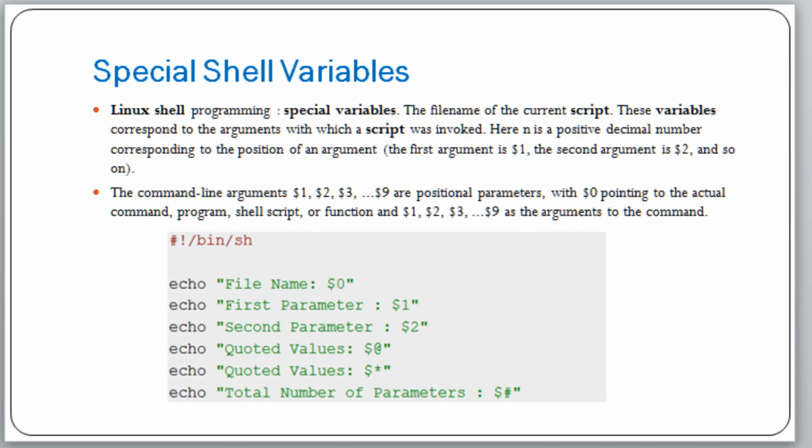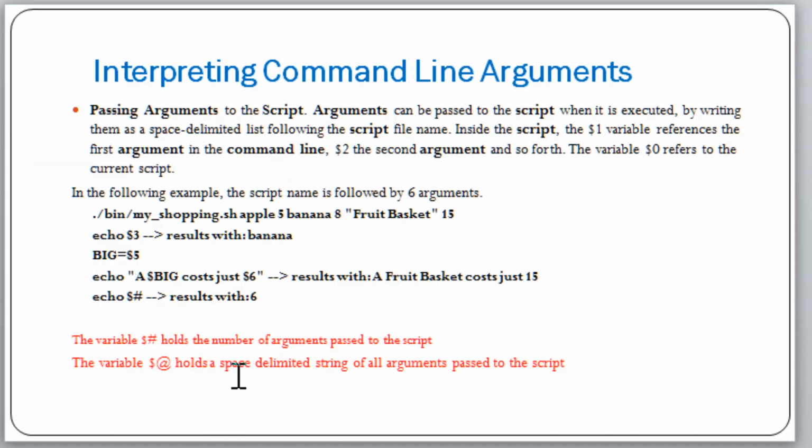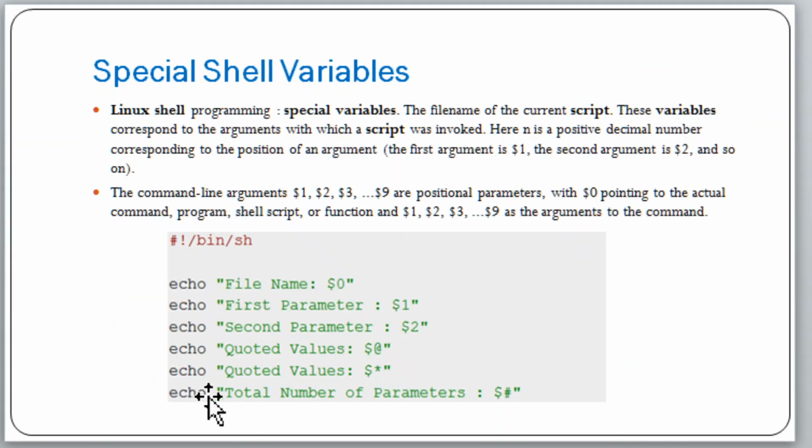So we can say echo file name $0, which is pointing to the actual command. We say first parameter is $1, 2. We can say quoted values, and guys, if we go back two slides, remember this: it holds a space-delimited string of all arguments passed to the script. Okay, we'll go back to our original slide. We also have quoted values, and we have $*.